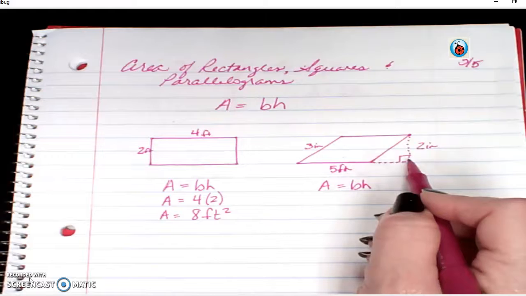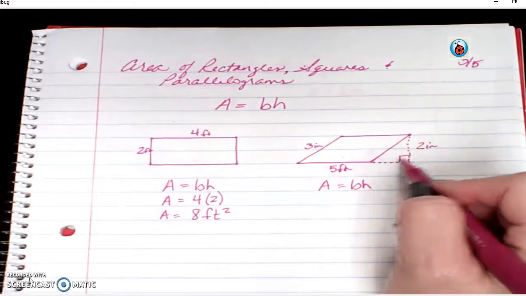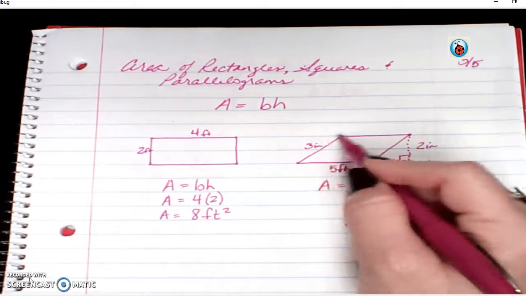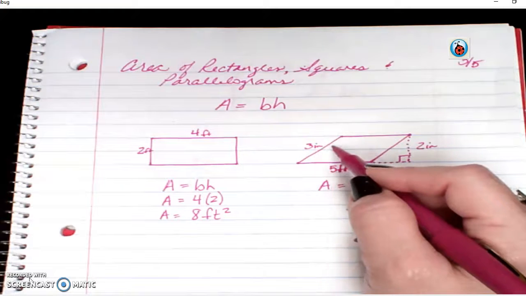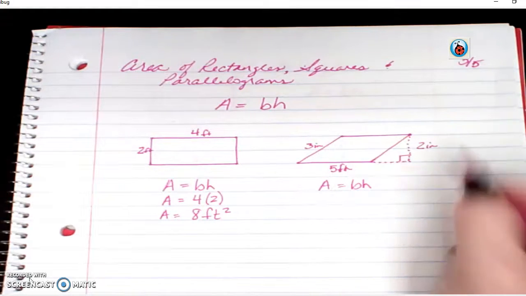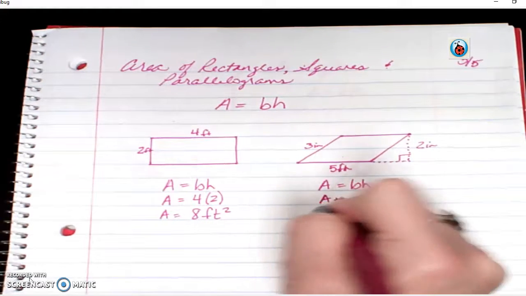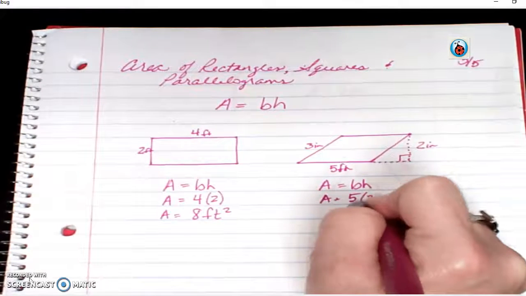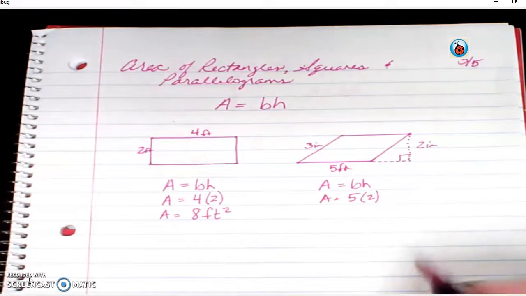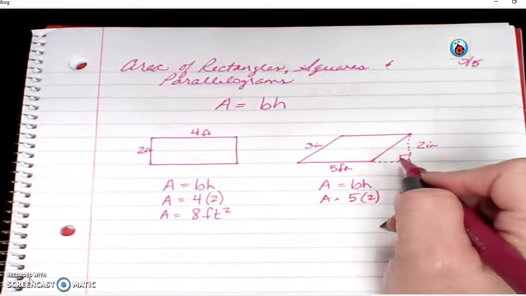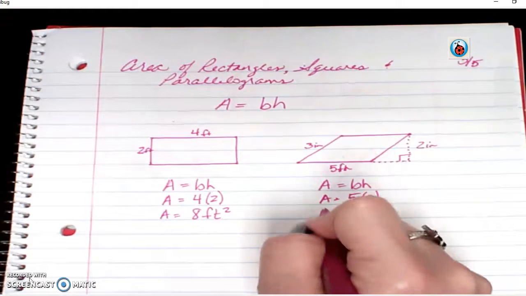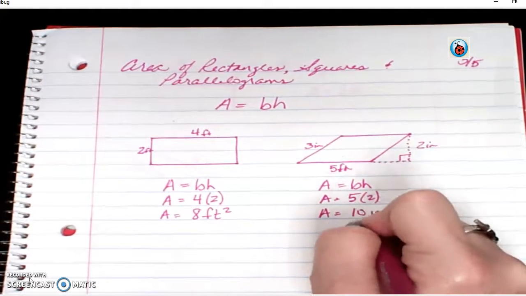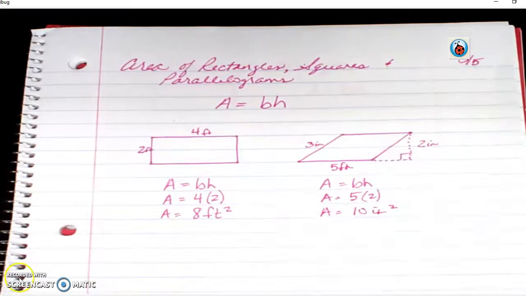So when I look at that, I know that if I cut this piece off and flipped it and put it right here, that 3 would now be on the interior. I wouldn't need it. So my 2 numbers are 5 and 2. Here's my right angle. Base and height make the right angle. 5 times 2 is 10 inches squared.